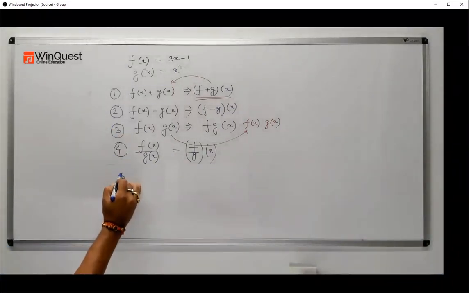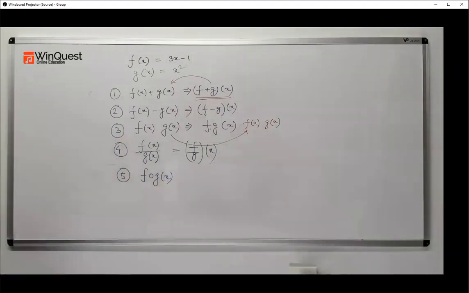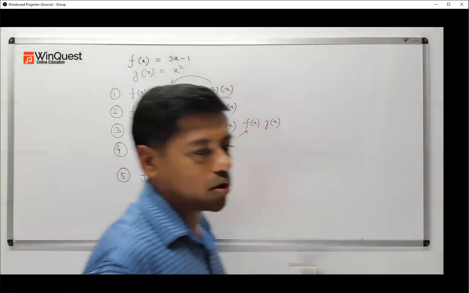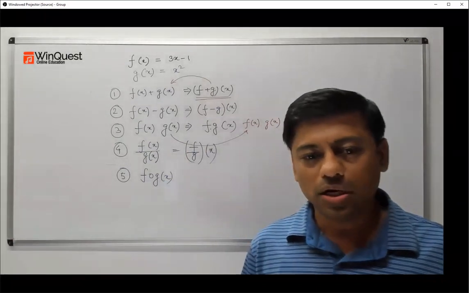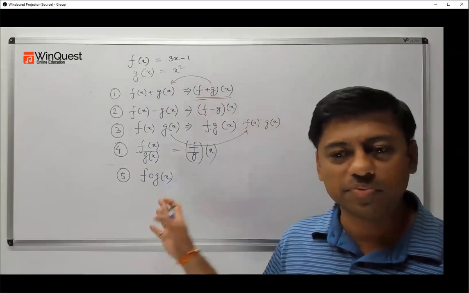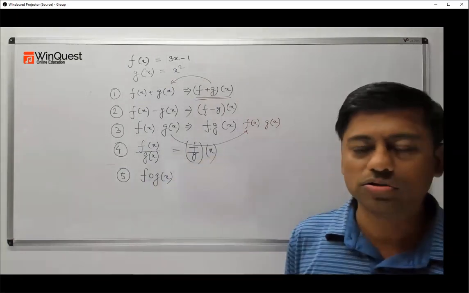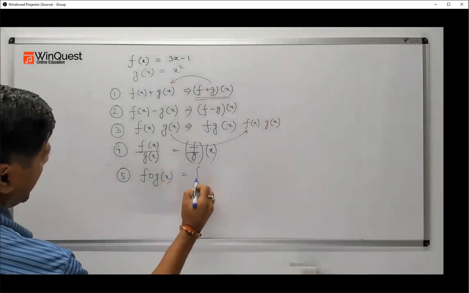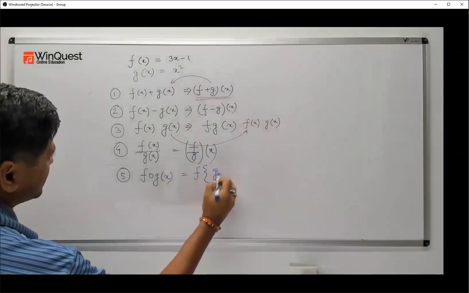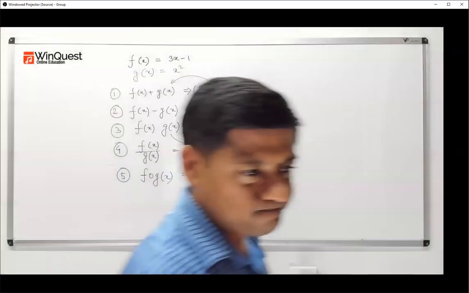Fifth, this is the most important. What is f of g(x)? See, f of g(x) is itself fog. Fog means it is not clear. Now this is why we are learning this, because of the fifth one. Here we need the concept. f of g(x) is actually f inside g(x). Is that okay? Yeah.